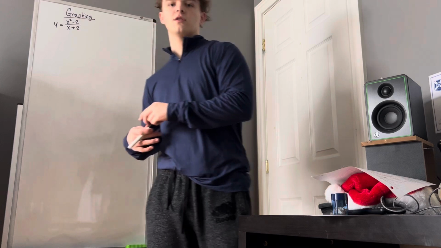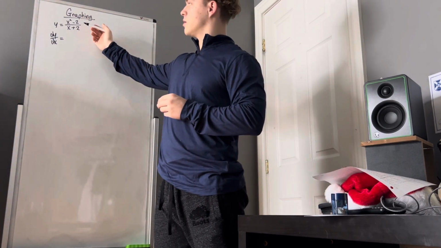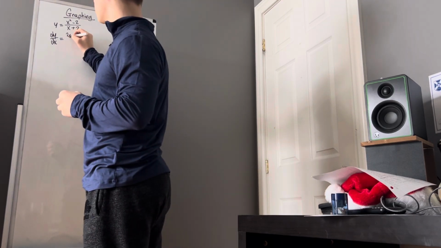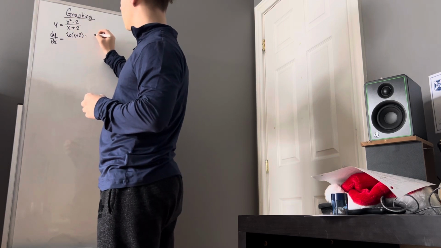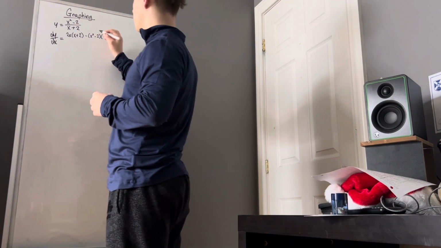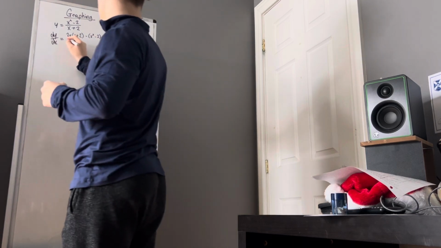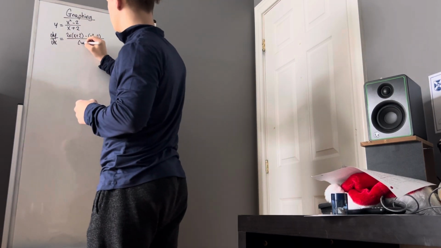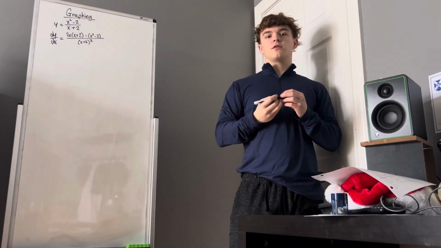So first, we're just going to find the first derivative of this. So dy over dx is going to equal, well, we're going to take x squared minus 2 and differentiate that, so that's just going to be 2x times our regular bottom, x plus 2, minus x squared minus 2 times our derivative of this, which is just 1, over the bottom squared, x plus 2 squared. So that's our first derivative.